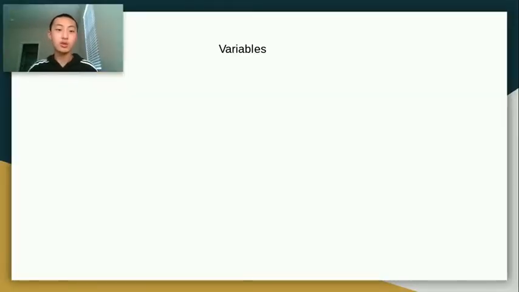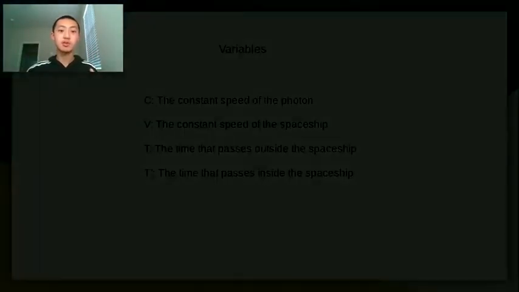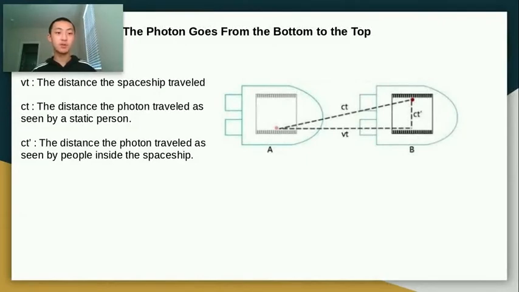Okay, so now for our second question. Here are some variables we're going to use. C is the constant speed of the photon, V is the constant speed of the spaceship, T is the time that passes outside the spaceship, and T prime is the time that passes inside the spaceship. So looking at this picture, we're going to figure out some very important distances.